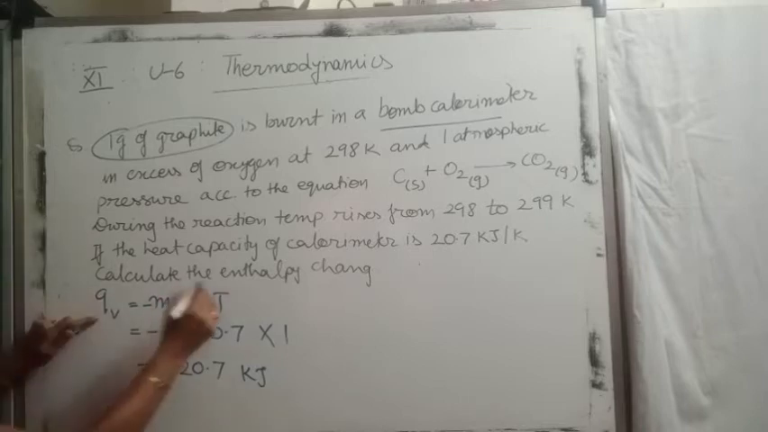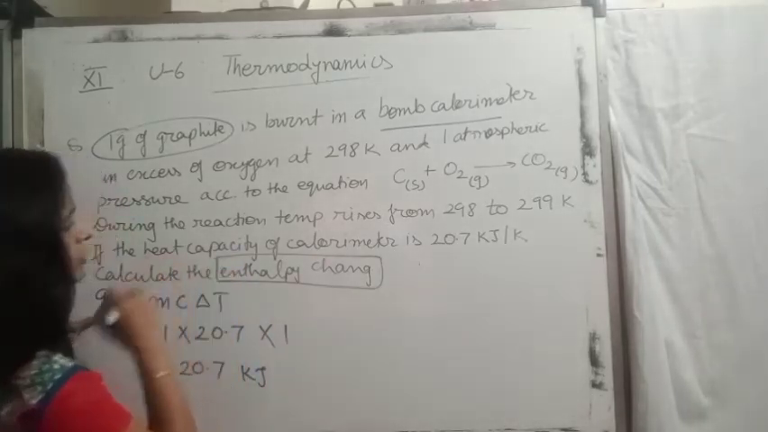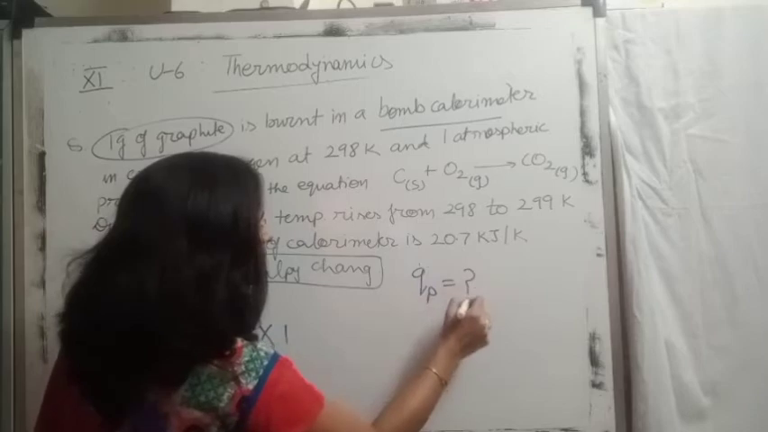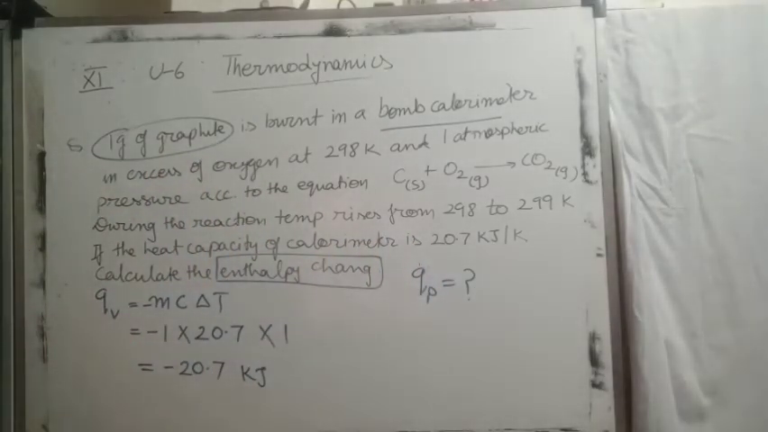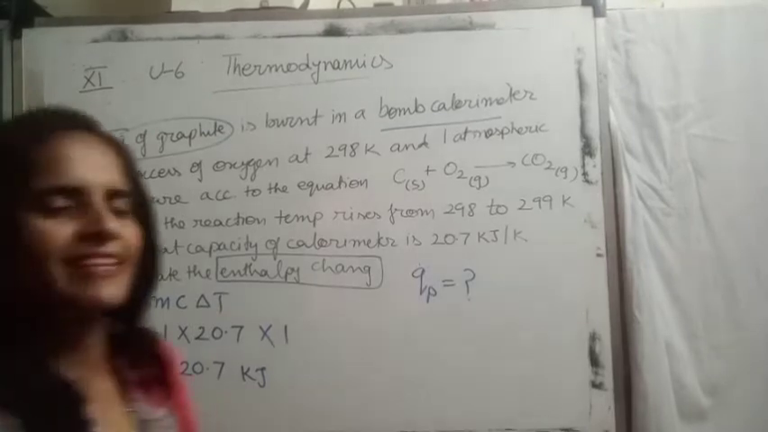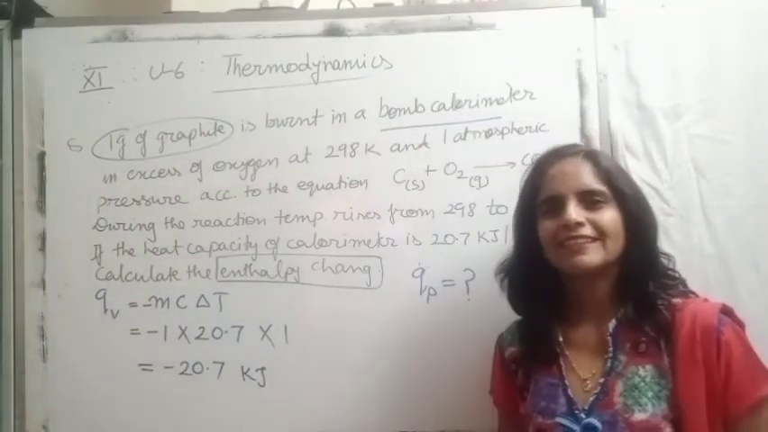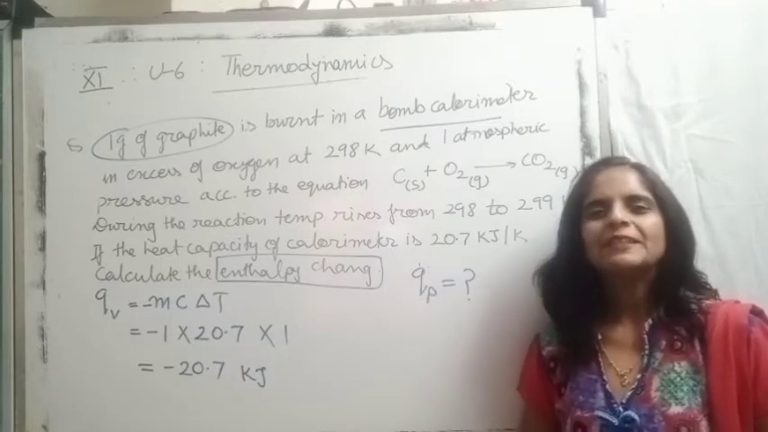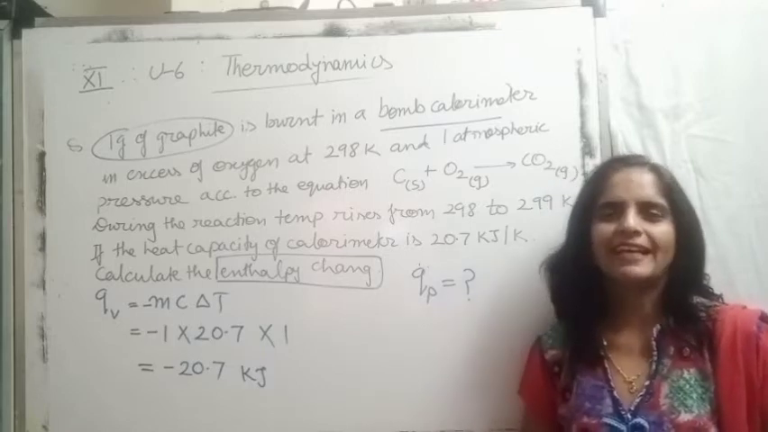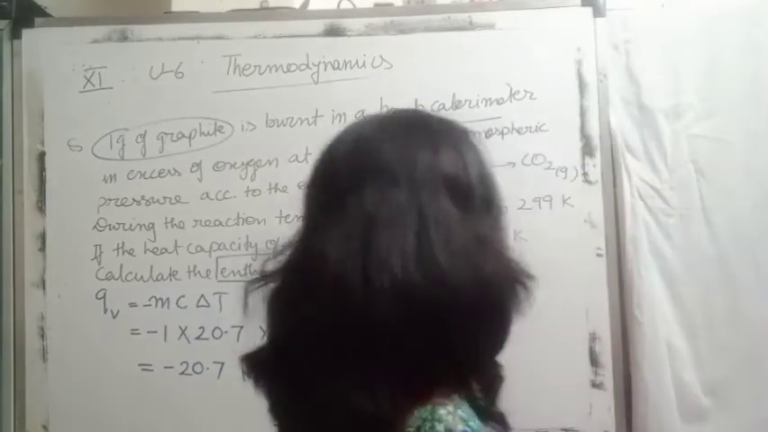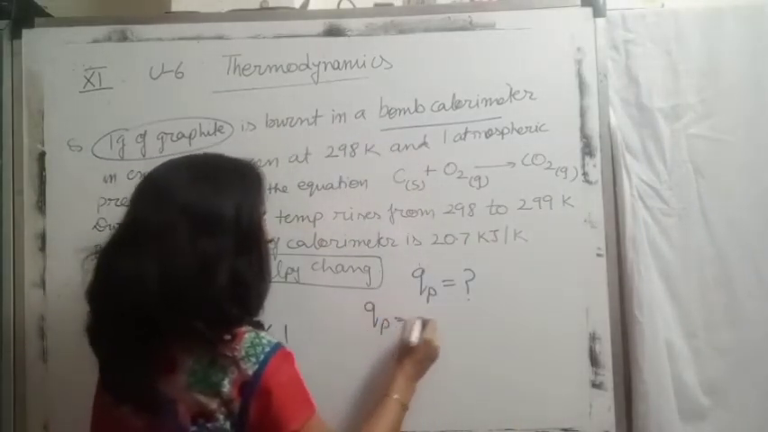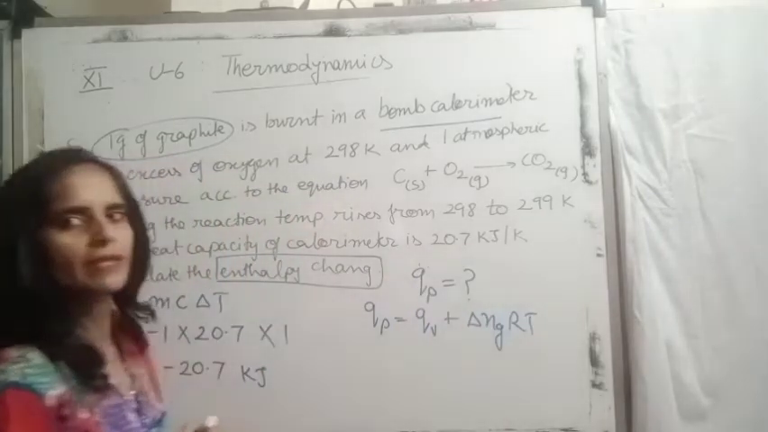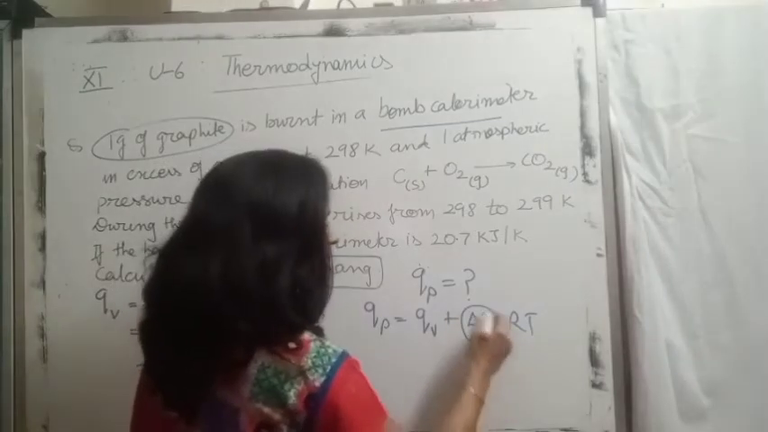But in this question what needs to be calculated? Enthalpy change during the process, means QP we have to calculate. To calculate QP, use the relation of QP and QV. Yes children, tell me the relation of QP and QV. Already done in previous lectures. Anyone remember? Yeah, right answer. QP equals to QV plus delta Ng RT. So use this relation. QP equals to QV plus delta Ng RT. So first we have to find the value of delta Ng.